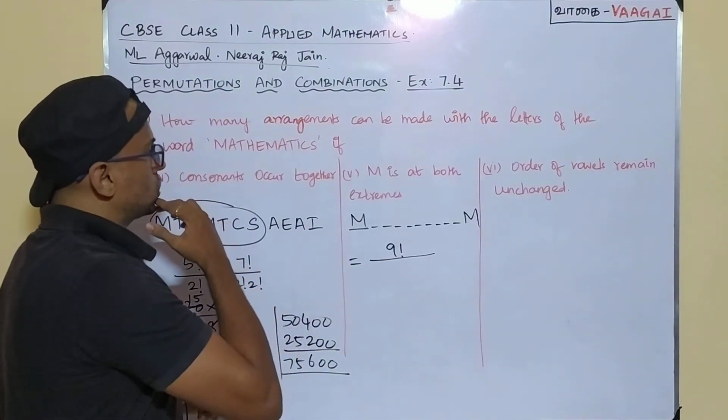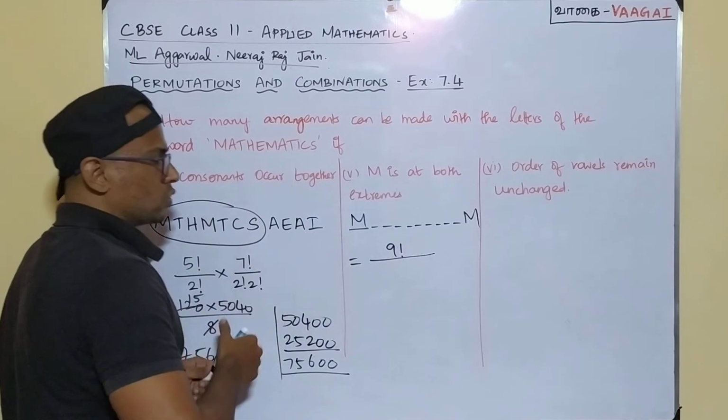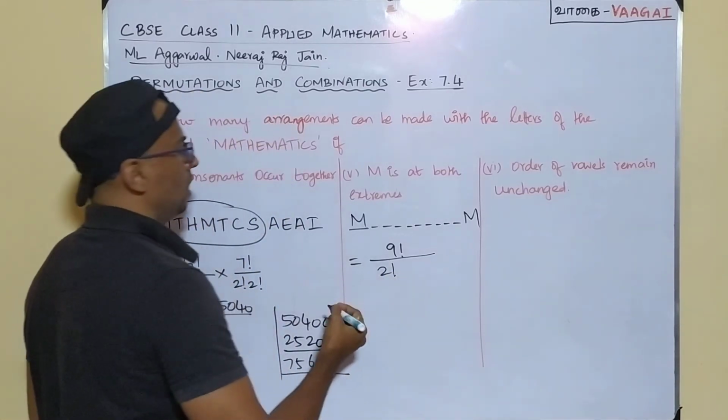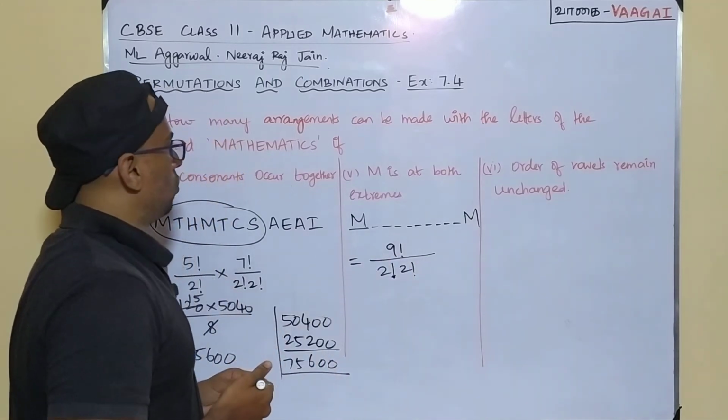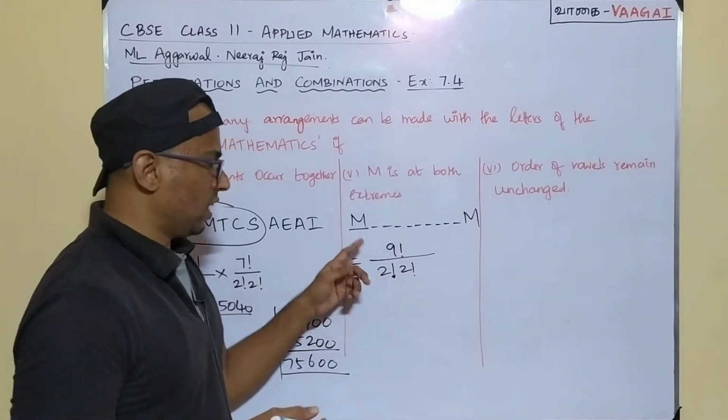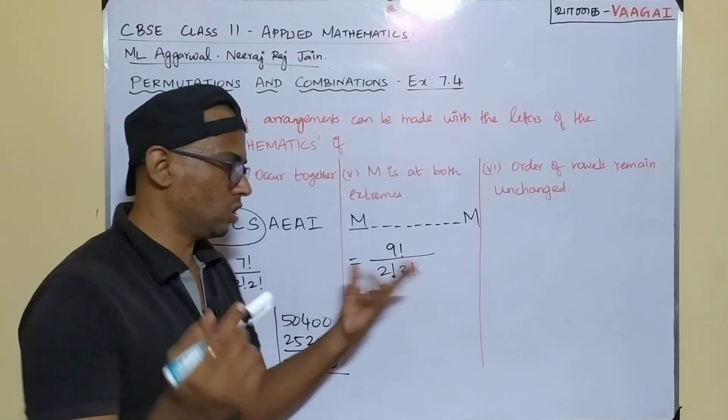So in those letters, what repetitions do we have? We have 2 A's there, so divided by 2 factorial, and again we have 2 T's appearing, so 2 factorial. I think this is over, right? There are no other repetitions. So 9 factorial by 2 factorial, 2 factorial. When you complete this calculation, you can easily get the answer.